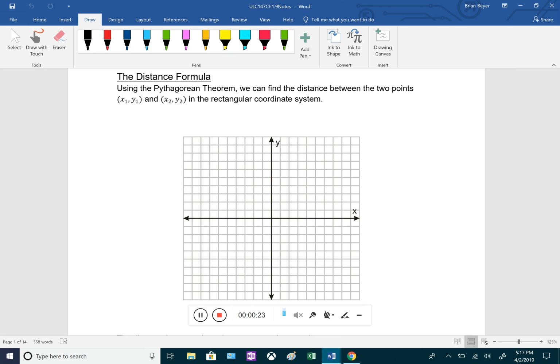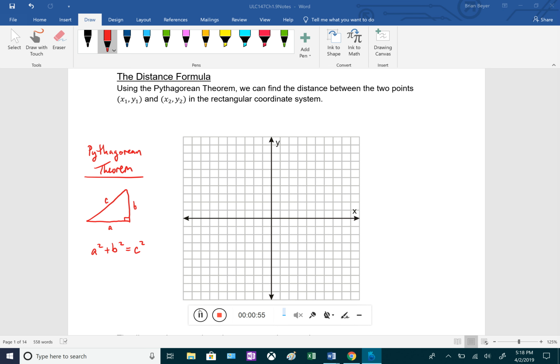So just for a reminder of what the Pythagorean theorem tells us, it says that if we have a right triangle, so a right triangle being a triangle that has a 90-degree angle in it, and we have the sides A, B, and C, where C is the hypotenuse, the side opposite the right angle, then the Pythagorean theorem says that A squared plus B squared equals C squared. So one of the sides squared plus the other side squared equals the hypotenuse squared.